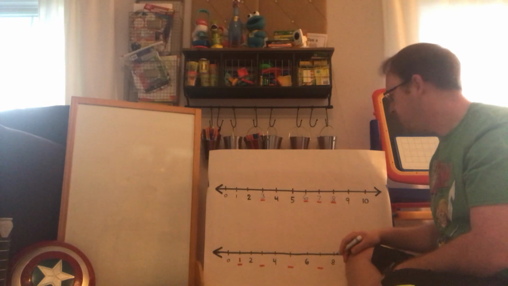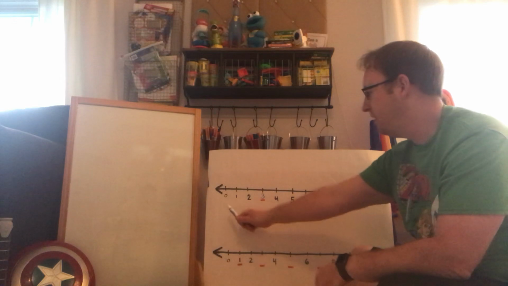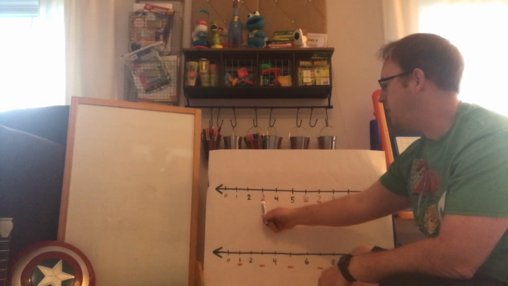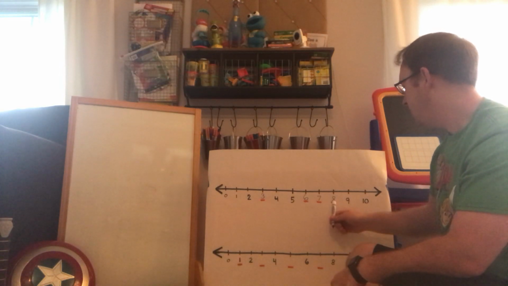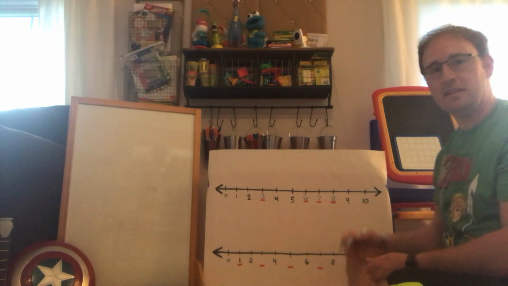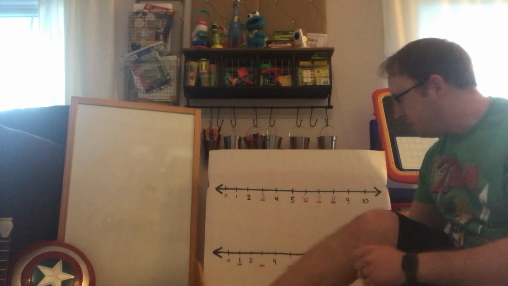Awesome. Let's go back and make sure that we didn't miss anything. Count with me. 0, 1, 2, 3, 4, 5, 6, 7, 8, 9, 10. Awesome. All right, let's look at that number line that we have on the bottom.